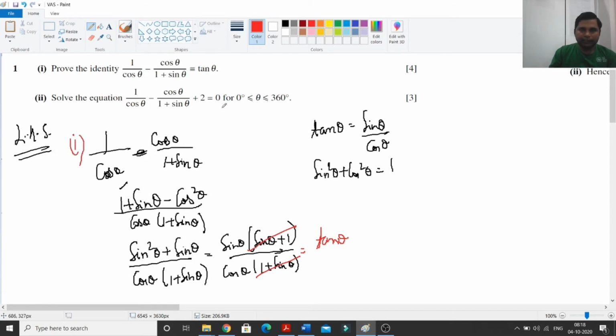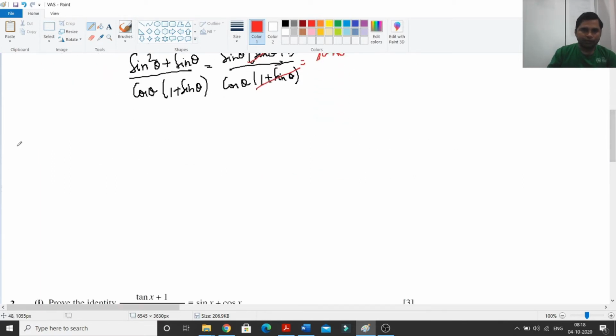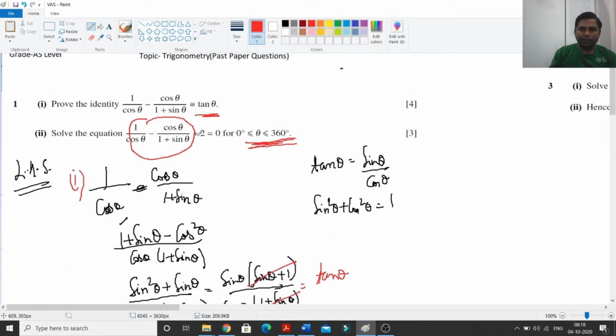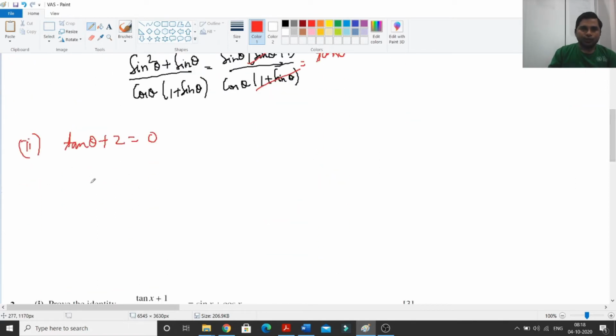And the second part, it says 1 over cos theta minus cos theta over 1 plus sin theta, plus 2 equals to 0, for 0 to 360. So in place of this, we can write tan theta, right? So I'm solving the second part now. So we can write tan theta plus 2 equals to 0. Because we have already proved that this part is equal to tan theta, so we'll be using it. Tan theta plus 2 equals to 0. So you'll get tan theta equals to minus 2.